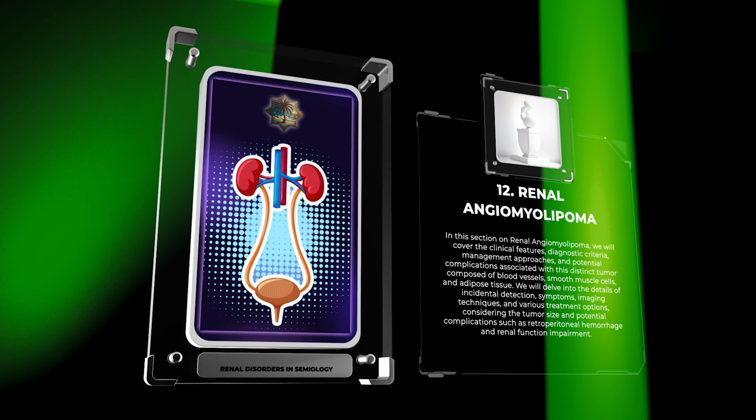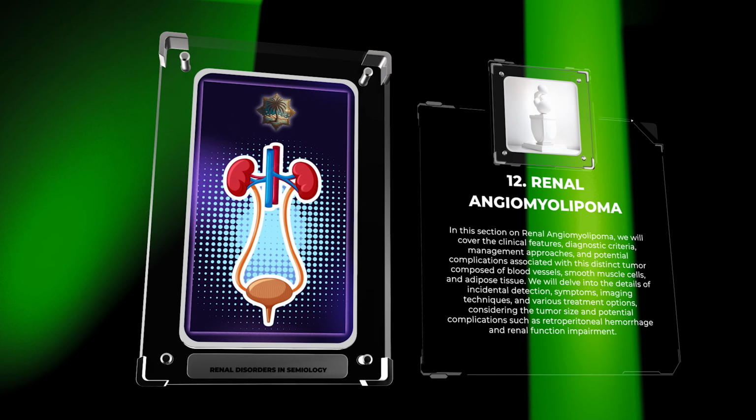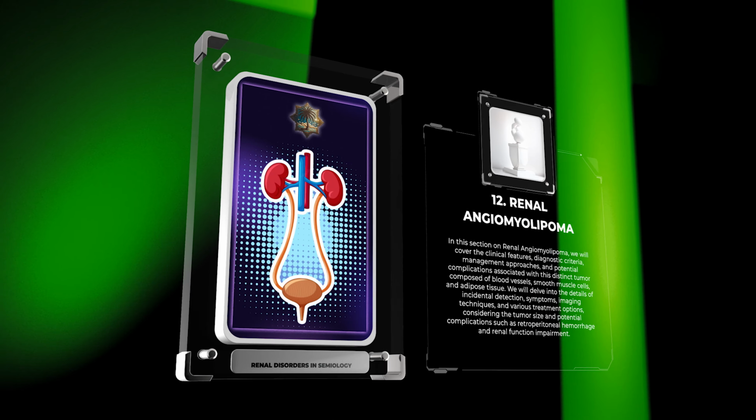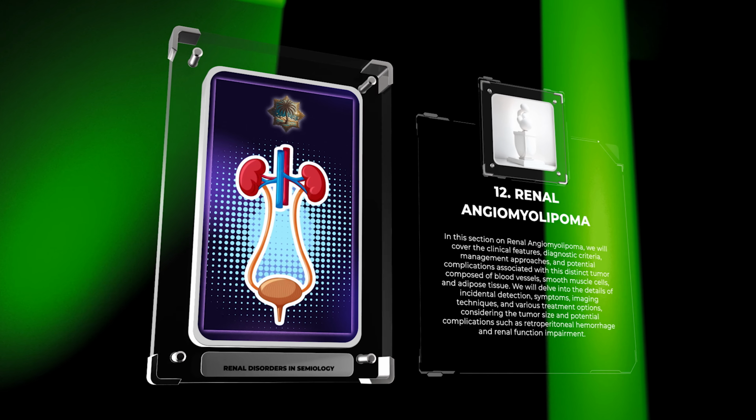complications associated with this distinct tumor composed of blood vessels, smooth muscle cells, and adipose tissue. We will delve into the details of incidental detection, symptoms, imaging techniques, and various treatment options, considering the tumor size and potential complications such as retroperitoneal hemorrhage and renal function impairment.